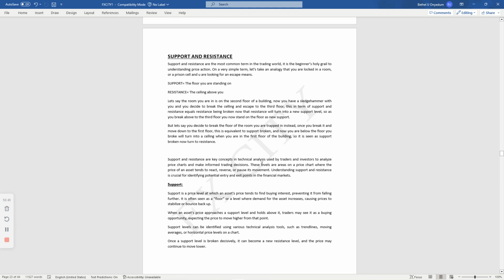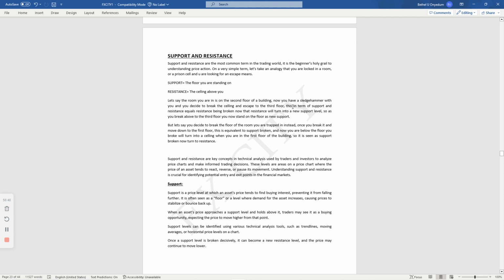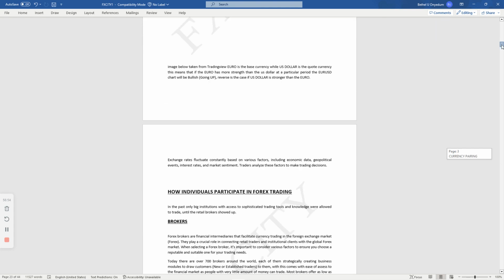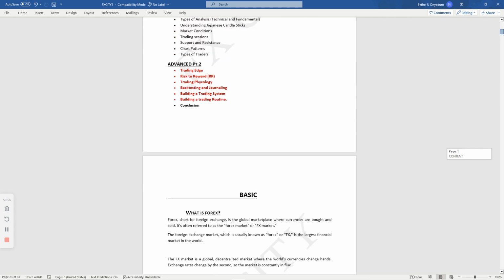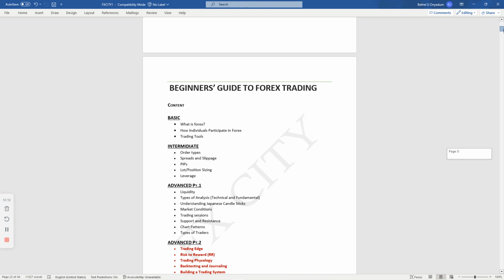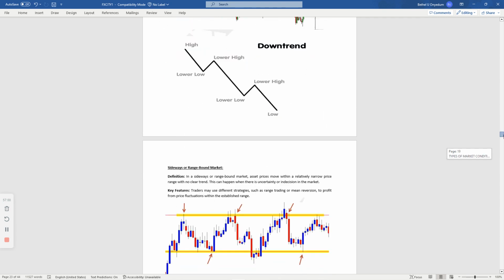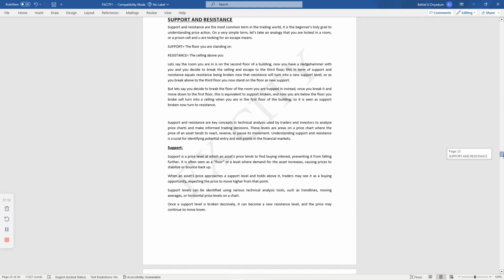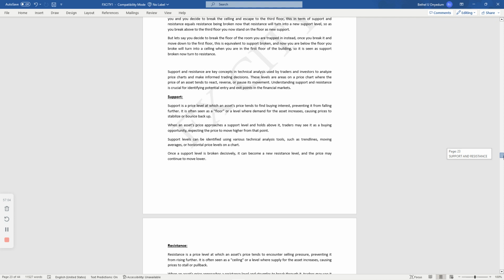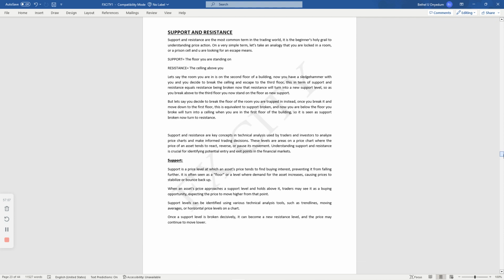So moving forward, support and resistance. This is actually the most common term used in forex trading. Let me check where we are now. Okay, we're almost at the end. I said I would do this in two lessons, and I'm actually doing it in one. That's nice. So, support and resistance is the most common term in forex trading.